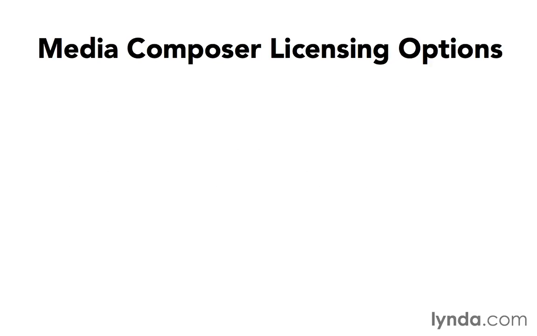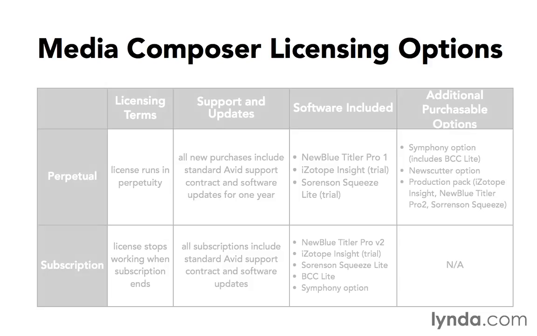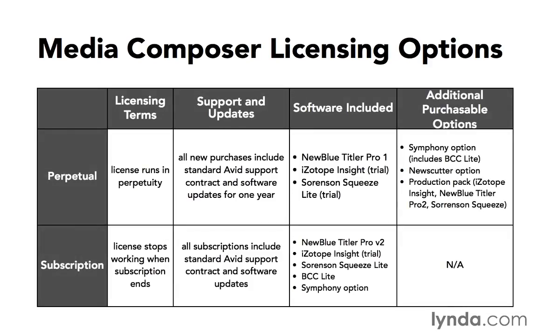I won't be going into absolutely all the details, but I do want to highlight some key points. Here's a chart explaining some of the main features of the perpetual license versus the subscription license. As you can see, there are a number of key differences, mostly regarding the licensing terms and the software included. You can peruse this to get the basics and certainly go to Avid's website to learn more, but basically, overall, you do get more included with a subscription model.